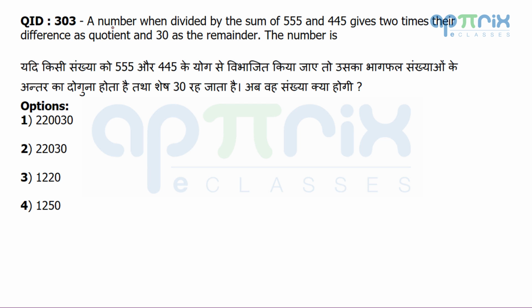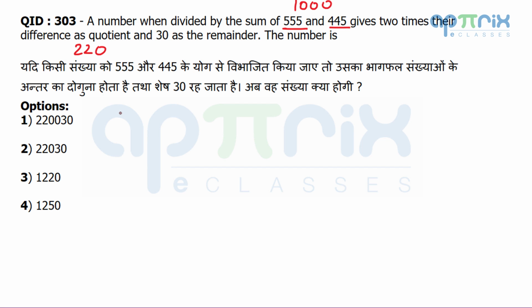Next question. A number when divided by the sum of 555 and 445 gives 2 times their difference as the quotient and 30 as the remainder. So first, the divisor is 1000, the sum of these two. The difference is 110, and double of it is the quotient, 220, and 30 is the remainder. So what is the number?